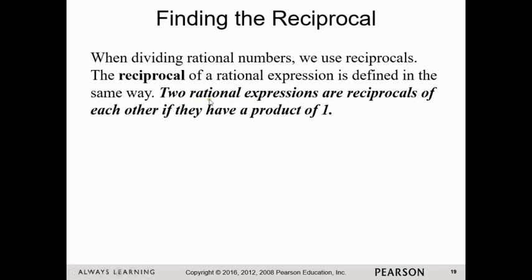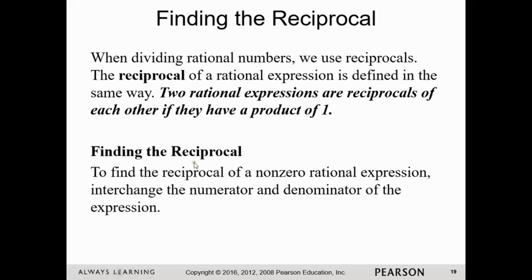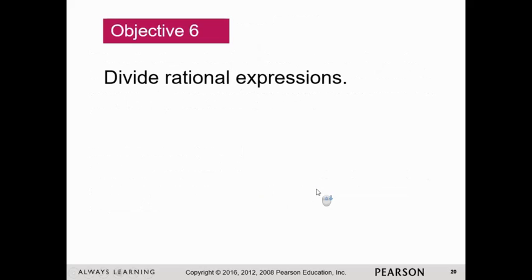Another way to think of this is that two rational expressions are reciprocals of each other if they have a product of 1. So here it is. To find the reciprocal of a non-zero rational expression, interchange the numerator and denominator of the expression. I like to say flip it, flip the numerator and denominator, but the best way to say it in correct terms would be to interchange the numerator and the denominator.